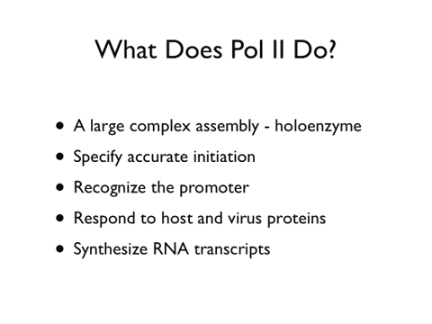What does polymerase II do? It's a large complex assembly, frequently called a holoenzyme, which represents about 30 or so different proteins. But its role is to specify accurate initiation at the promoter by recognition of the promoter, and it doesn't recognize the promoter by itself. Its other role is to respond to host and virus proteins that help to regulate the abundance of message by controlling initiation. And of course, it's important for it to synthesize RNA transcripts.